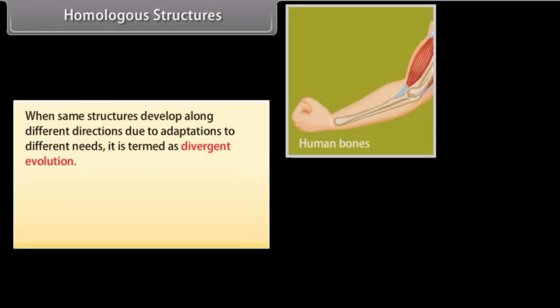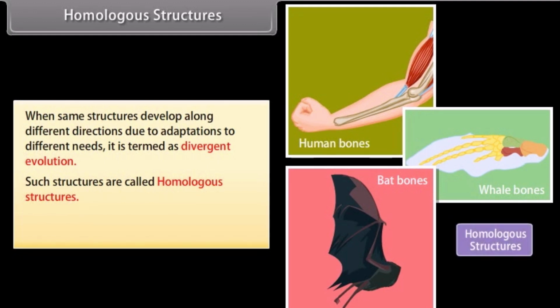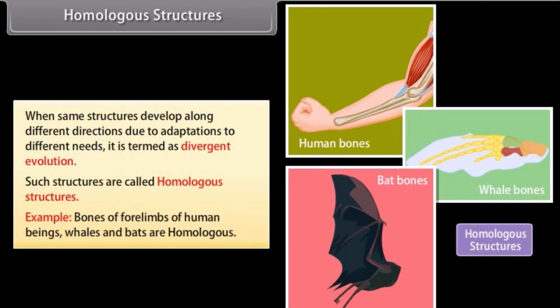Homologous structures. When same structures develop along different directions due to adaptations to different needs, it is termed as divergent evolution. Such structures are called homologous structures. Example: bones of forelimbs of human beings, whales, and bats are homologous.